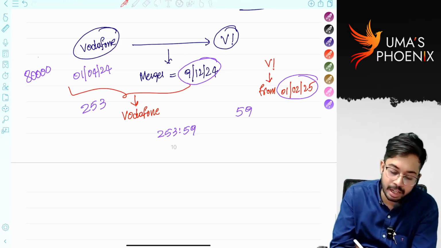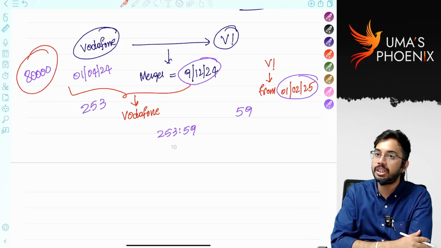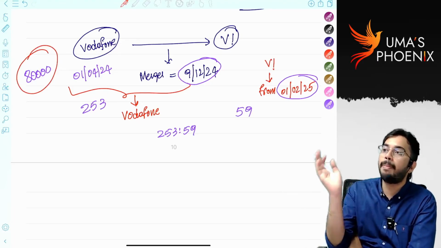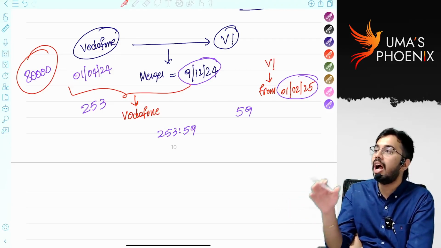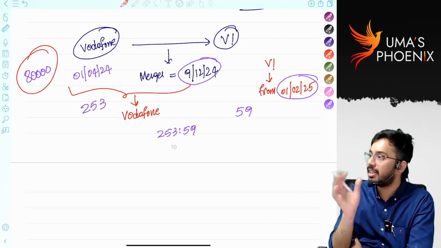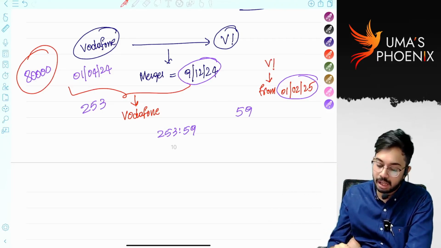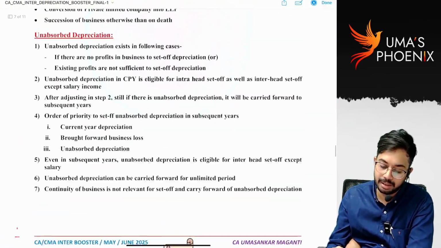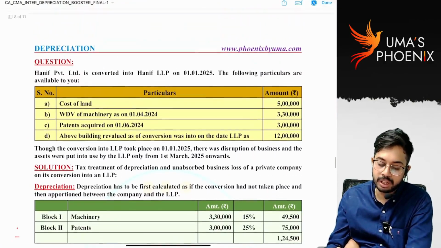After you have calculated depreciation, such depreciation will be apportioned between the previous owner and the new owner based on the number of days of usage of that asset. Are you able to understand? Shall we solve one problem so that you will get clarity? Open this question, Hanif.